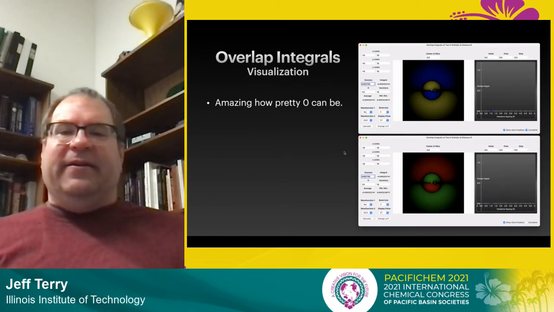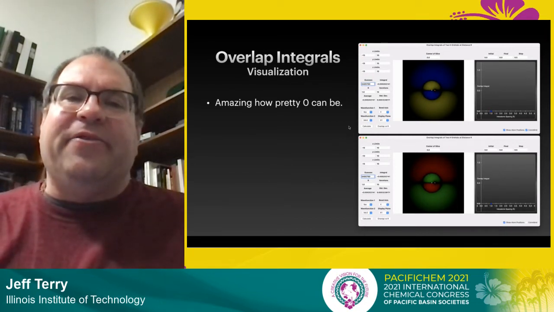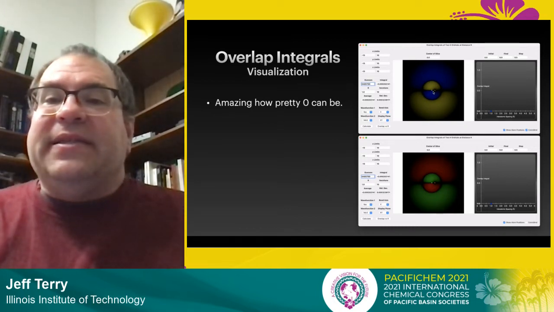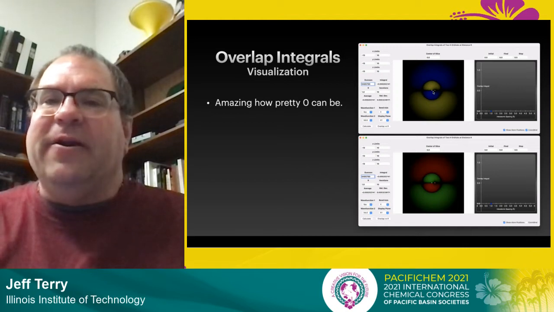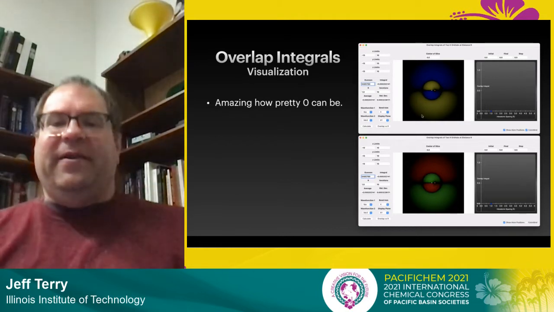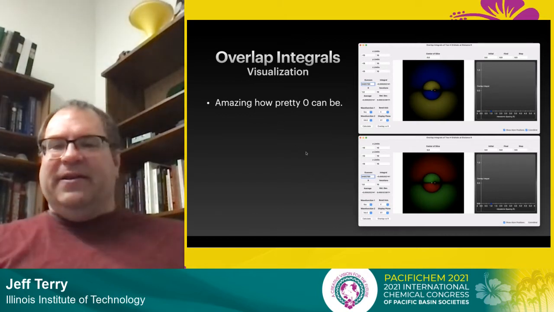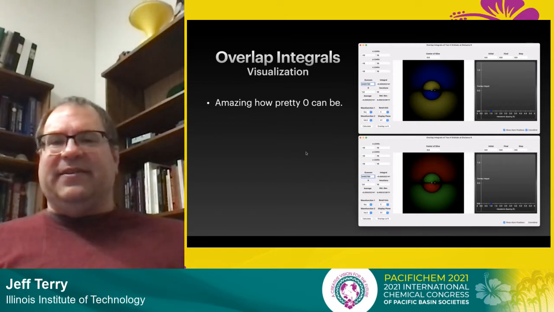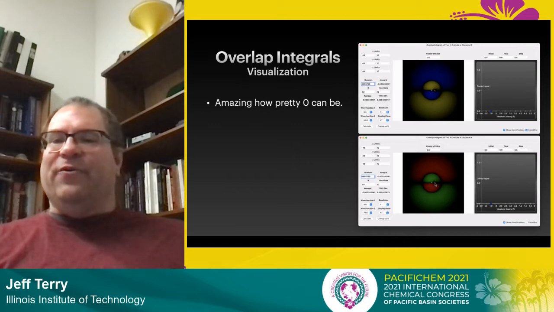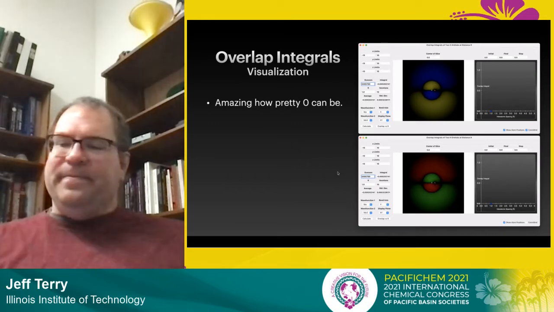And here's another example. This one is a 3py versus a 3dz squared. You can see the 2 atom positions are shown here. There's some nodal area in here and around here and all the way through there. Very pretty to get these areas of zero. This is somewhat highly symmetric and yet also non-symmetric because of the clearing out around one of the atom sites.